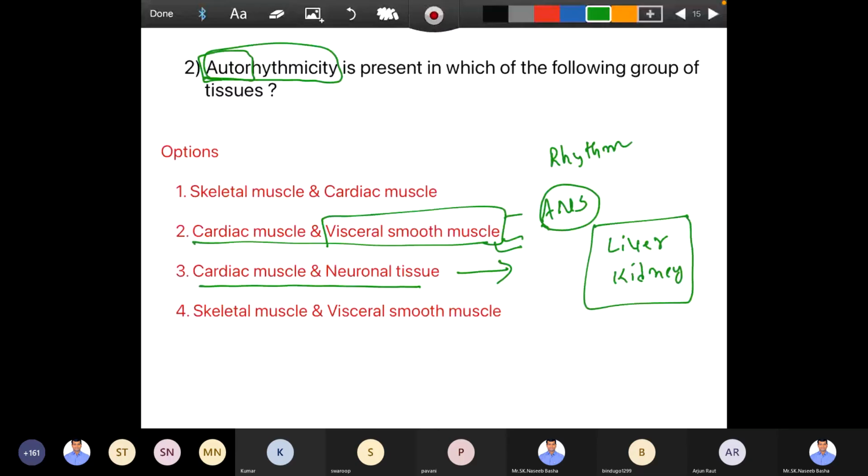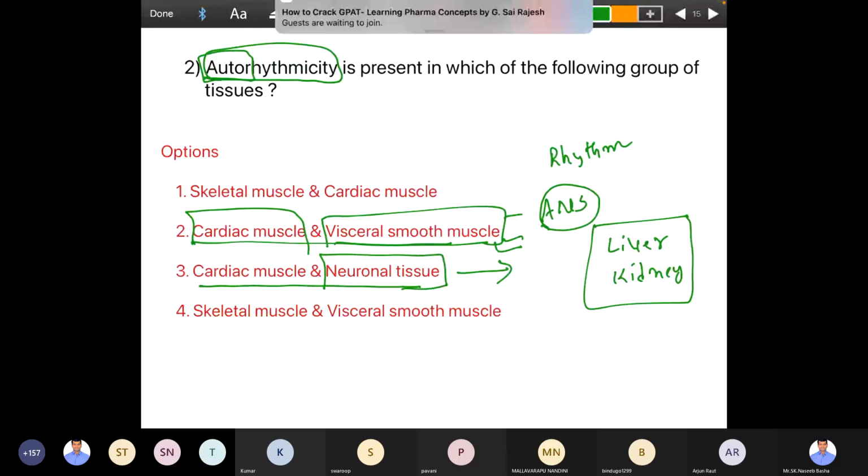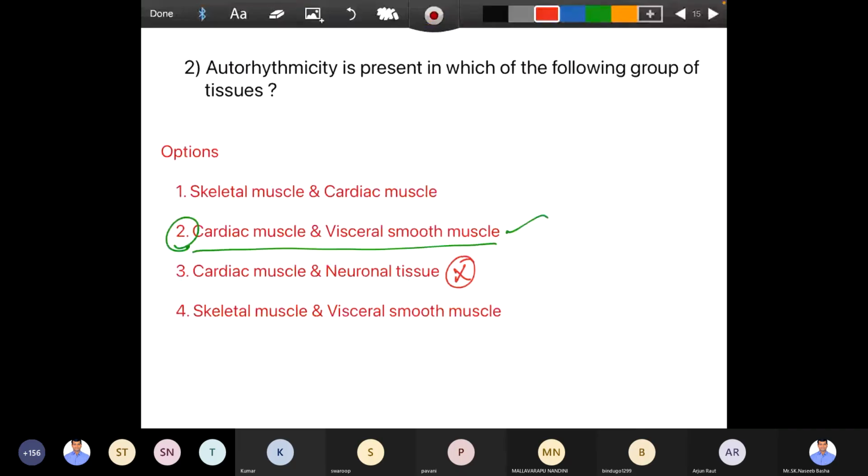So autorhythmicity, you can see with cardiac and visceral smooth muscles. Nervous tissue's job is to generate neuronal signals, not rhythm, not contractions. So the right answer in this case is cardiac muscle and visceral smooth muscle. It is not the other one. Most of the people have got confusion with this and they are answering this one. So that is the reason why I say read slowly and comprehend properly. If you don't do it, you may write a wrong answer. This is the second technique.